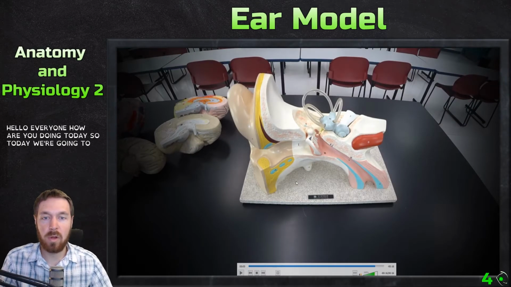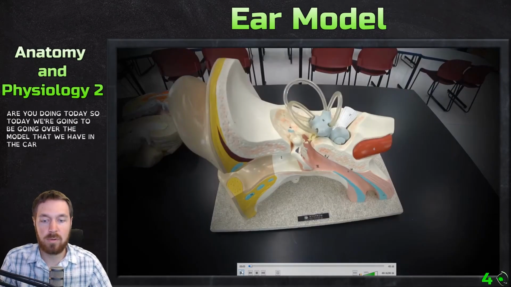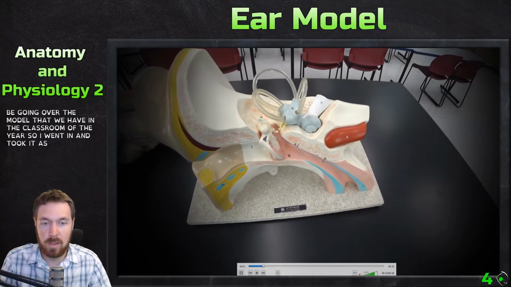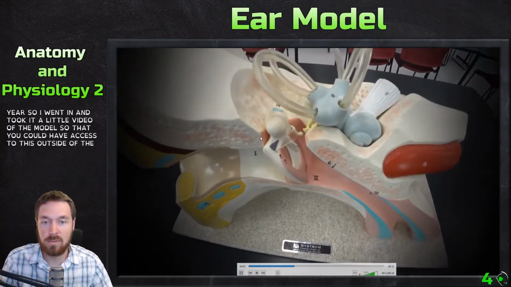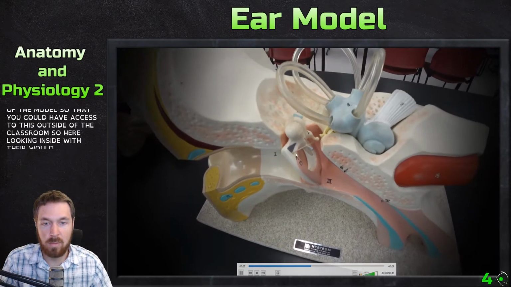So today we're going to be going over the model that we have in the classroom of the ear. So I went in and took this little video of the model so that you could have access to this outside of the classroom. So here we're looking at the inside. Right there would be the tympanic membrane.